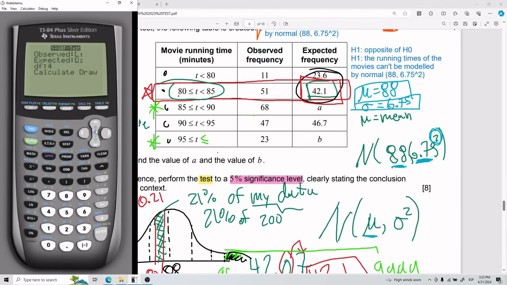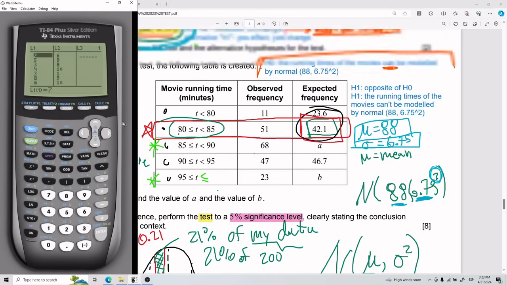And now for my lists, I'm going to put the observed and expected. Where did I put the lists again? I have to go to stat, edit. Here are my lists. I have the memory of a goldfish, so which was expected, which was observed?